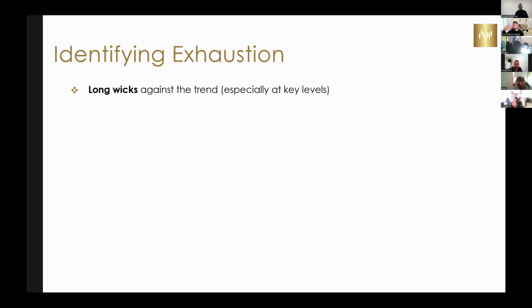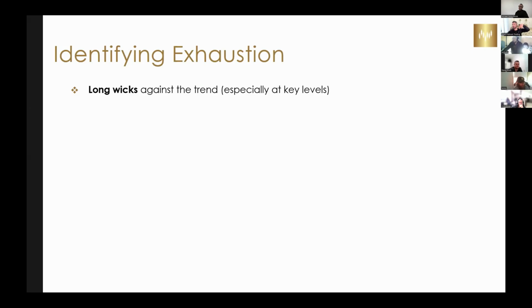Momentum is dying. We obviously have the moving averages that help us, right? Because the moving averages will converge. They'll get tighter. But remember, they're lagging indicators. They're telling us what's happening over 10, 20, 40 candles ago. What's happening now? Long wicks against the trend.